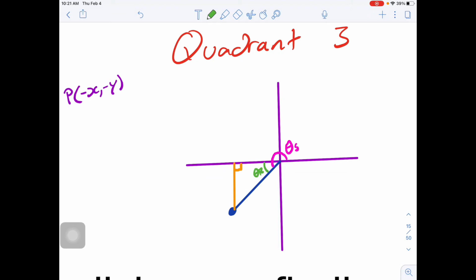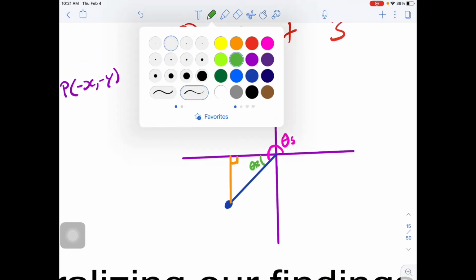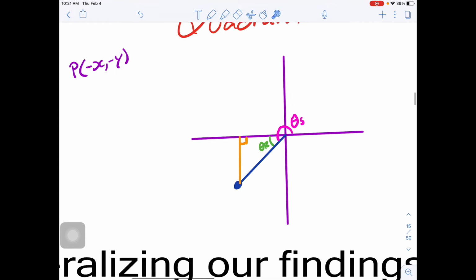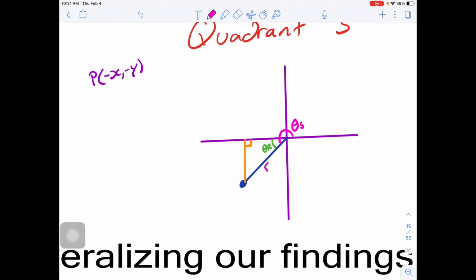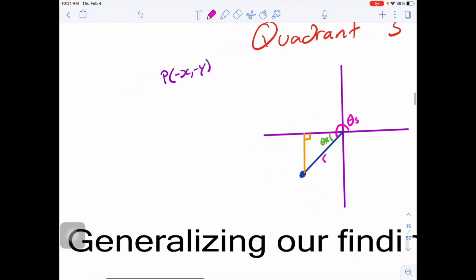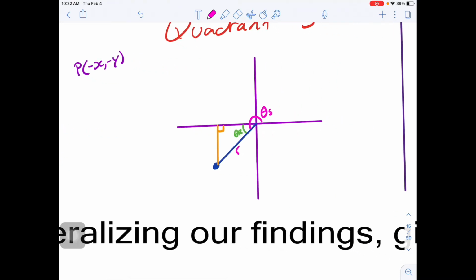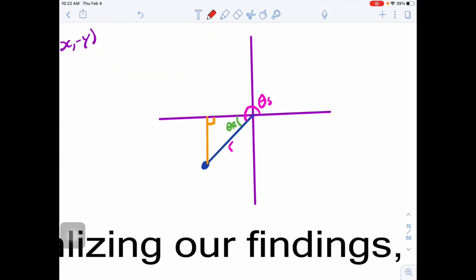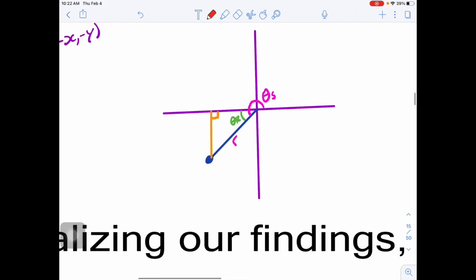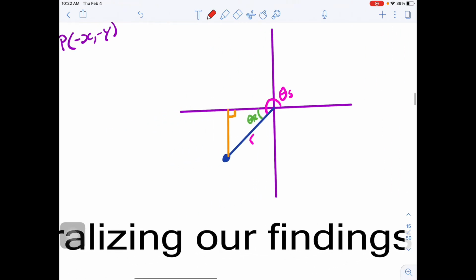Okay. Now, recall, a terminal arm is always represented as r. And r is always positive. You kind of want to tattoo that on your forehead. R is always positive. So always remind yourself about that. And now at this point, we can kind of analyze SOHCAHTOA here. We can analyze the sine ratio, the cos ratio, and the tan ratio.